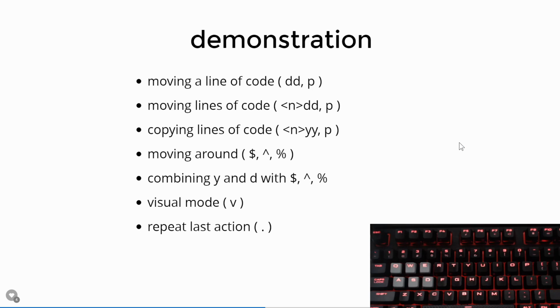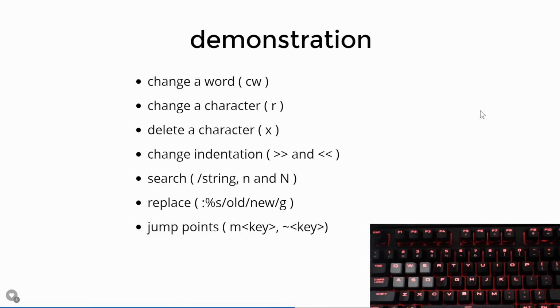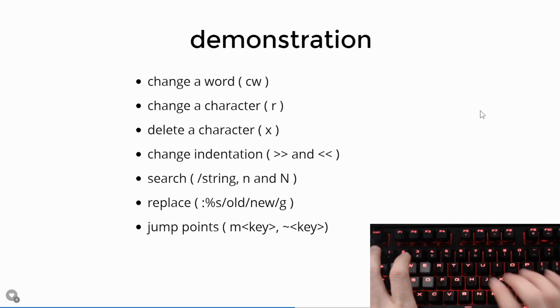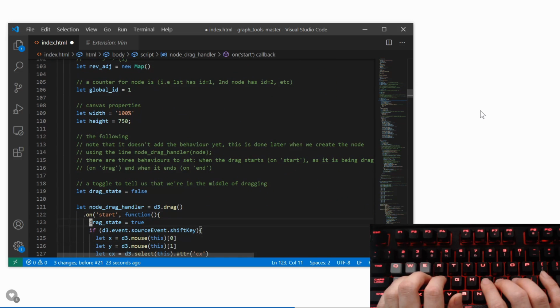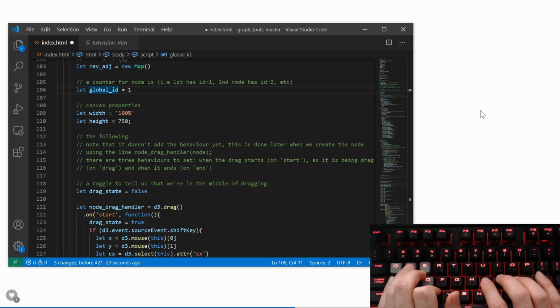What else do we have? We have change a word, change a character, and delete a character. So back to editing. I can change the word. What's that mean? Let's say you have the variable here, global ID, and you want to change global ID to, I don't know, local ID, for example.